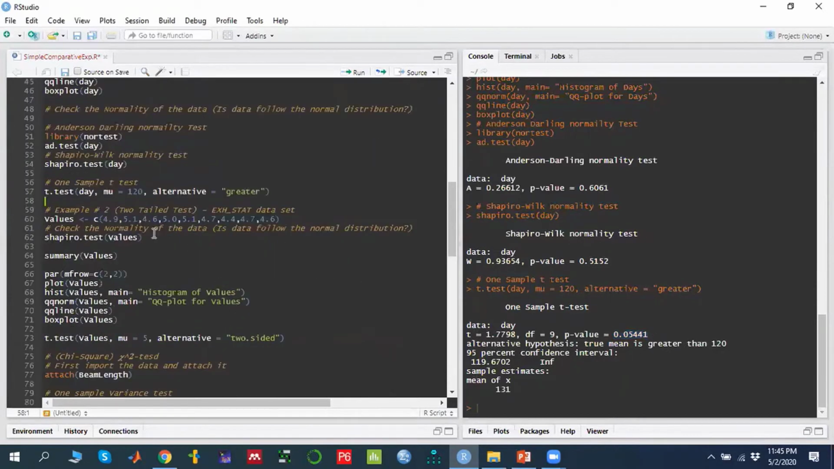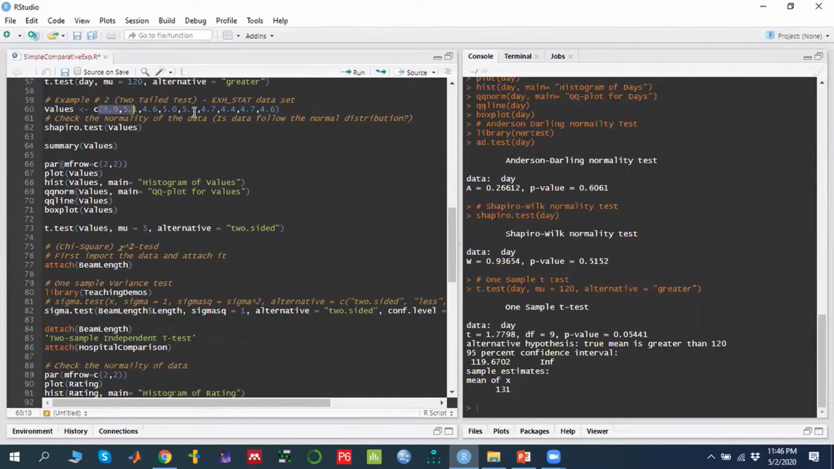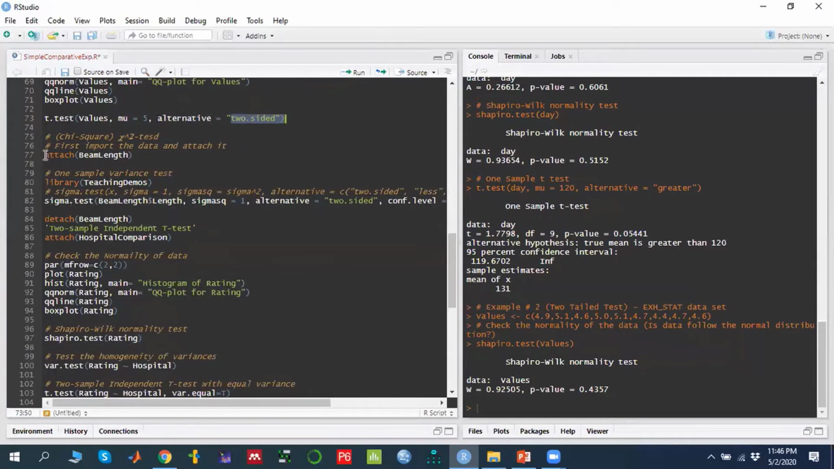Here I am giving another example for the one sample t-test for the same thing. The data set is different; the same data values I am storing into the variable, checking the normality. The data follows the normal distribution, and the same plots we are drawing, and getting the t-test. Right now the mean value in this data set was different, and it's a two-tailed test, that's why I'm skipping this.